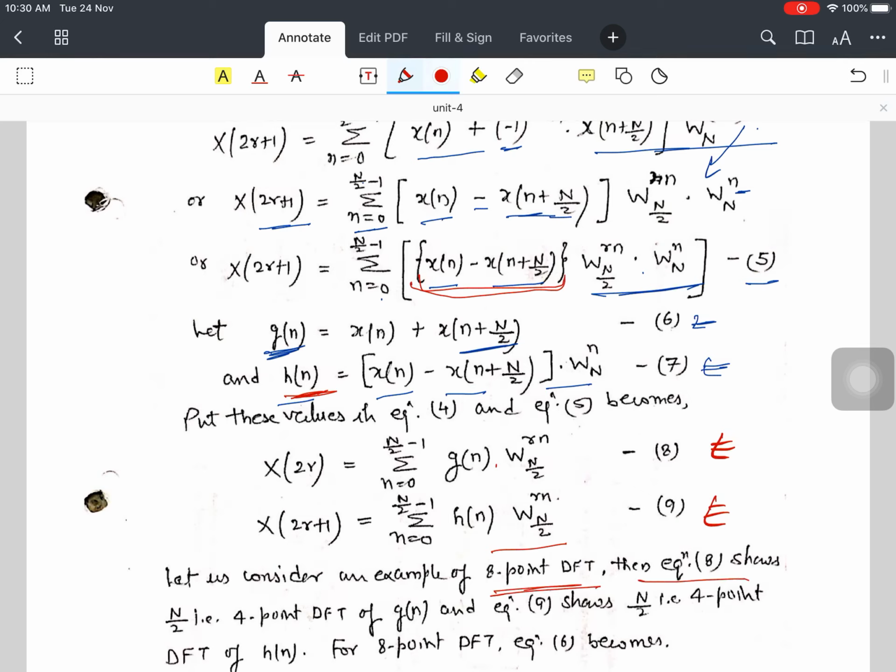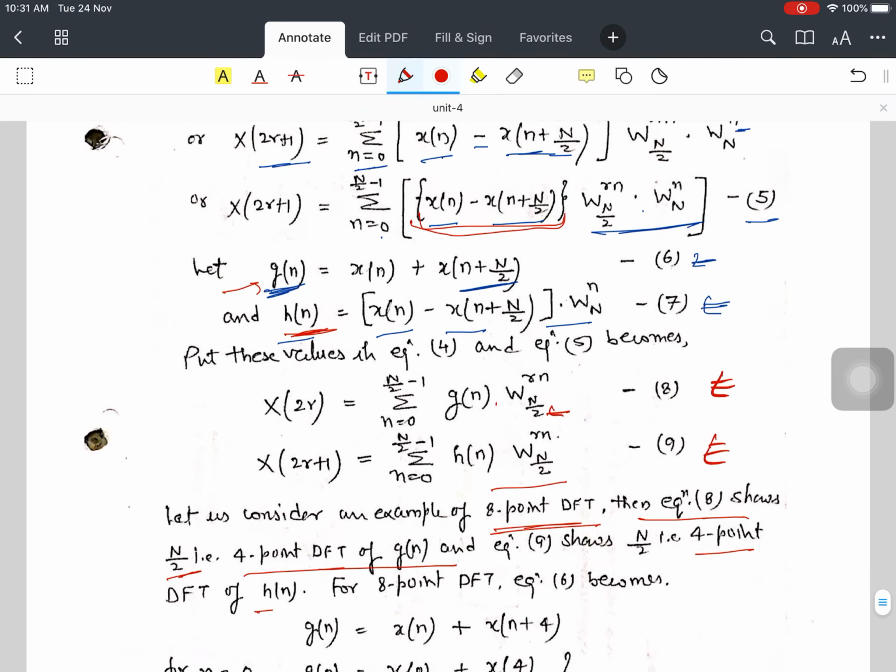Then equation 8 shows N by 2. Okay. So, if you have 8 point DFT, so here you can check W_{N/2} is nothing but W_4. Okay. So, that is 4 point DFT of the g[n]. So, 8 point DFT for the original, and for this g[n] it will be 4 point DFT. Okay. And equation 9 shows N by 2, that is 4 point DFT of h[n].